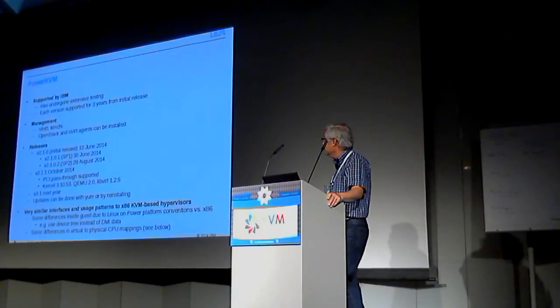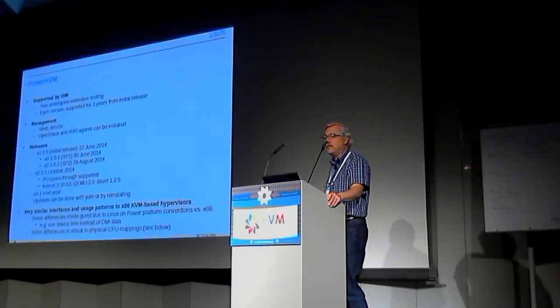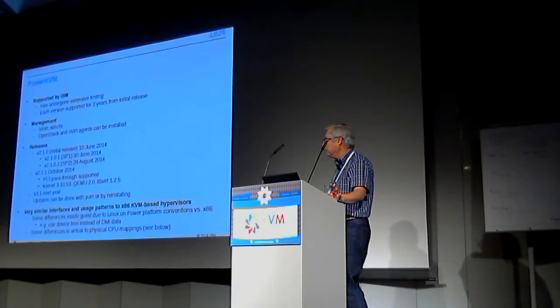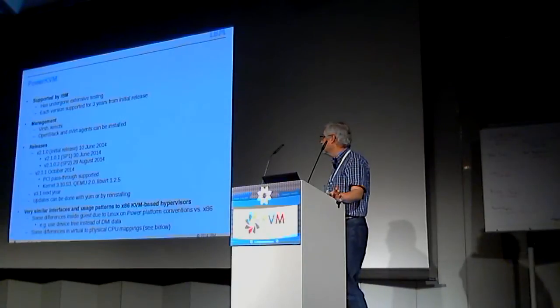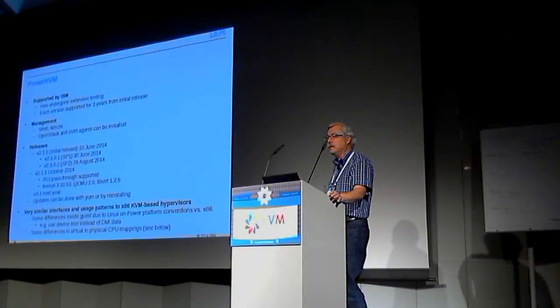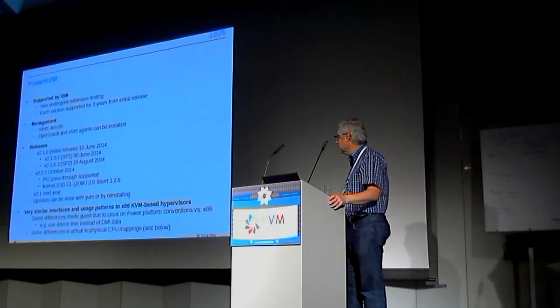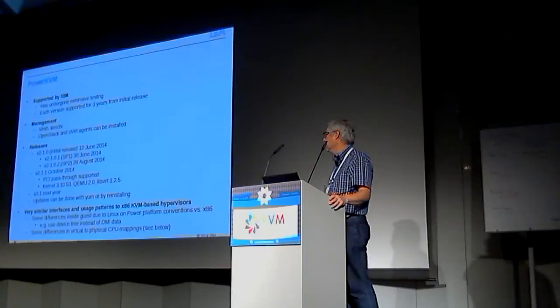Each version, the standard IBM policy, is supported for 3 years from its initial release. Current version is called version 2.1.0. That's the first release. Don't ask me why it was 2.1.0, but it is, and that will be supported for 3 years from the 10th of June this year. And then we've had a couple of service packs since then. And then we've got a new version. Well, it's not a new version, it's an update.